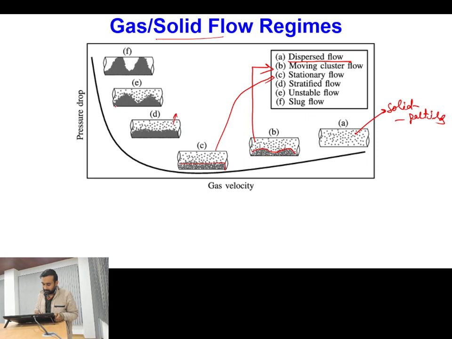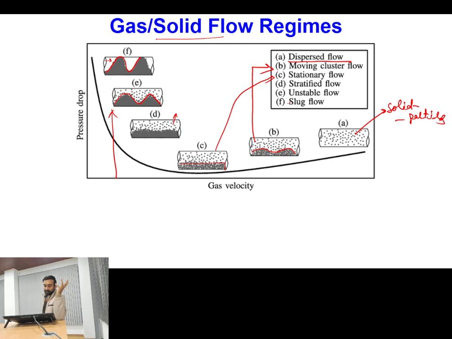Then once these particles start increasing in size, they make an unstable flow, where you can see the pressure drop across the pipeline is very large. Because if particles are settling, then you need more energy to push these particles. And then finally you will find that these particles are touching the top of the pipe, and between the particles you have some air pockets, and these air pockets push the particles forward. So this is called slug flow.